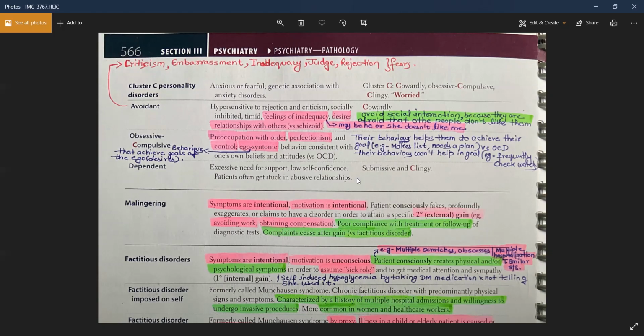So now I think we should stop here for now. From tomorrow we will discuss malingering and factitious disorder, and we'll finish psychiatry tomorrow.